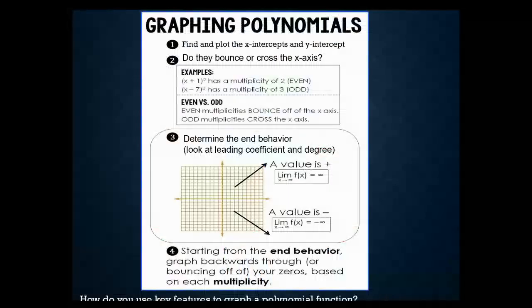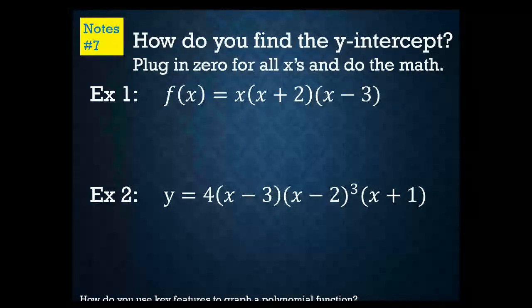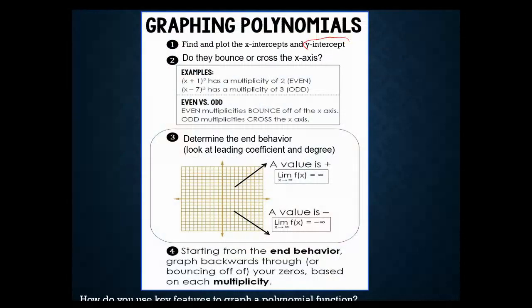And then this is just a little summary. You're going to find and plot the x and y intercepts. We're going to learn something new today: how to find the y-intercept. You need to ask yourself if the x-intercepts bounce or cross the x-axis. We've been doing the ones that bounce, where the exponent was even. Remember, it had an exponent of 2. Those bounced. The ones that have an odd exponent, like 3, go through the x-axis.